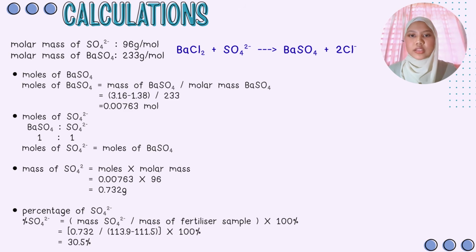Next, we look at the stoichiometry of our balanced equation. The reaction shows the molar ratio between barium sulfate and the sulfate ion is 1:1.